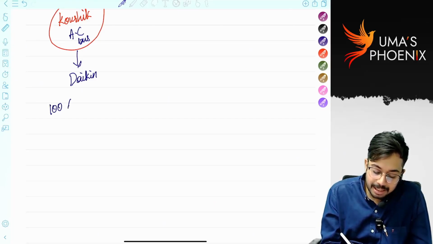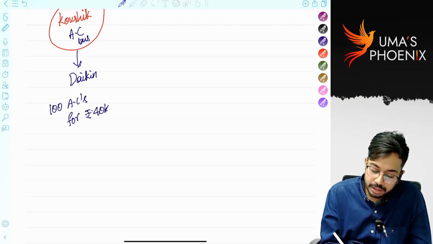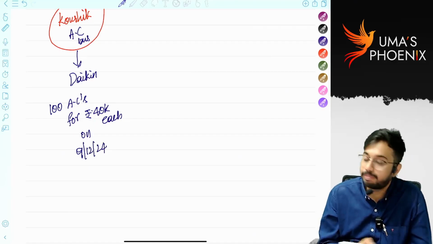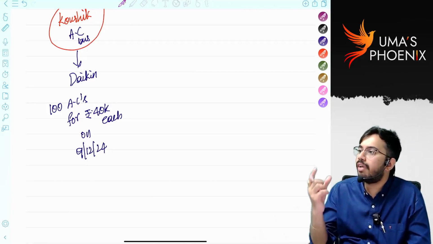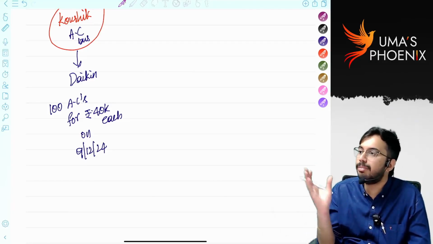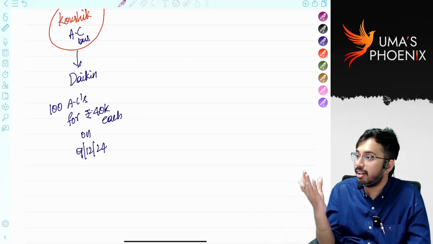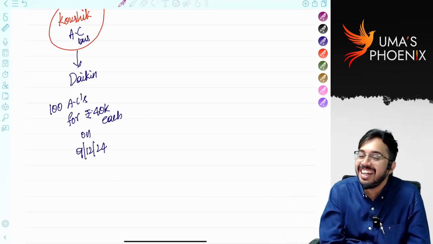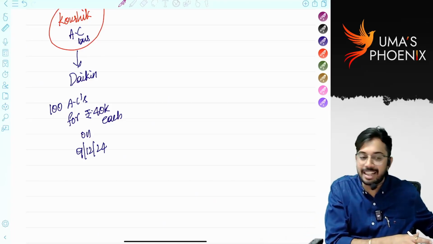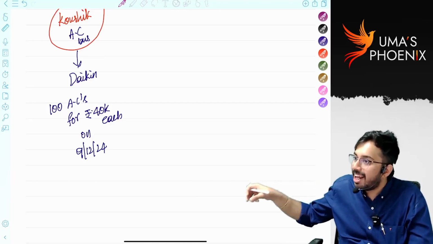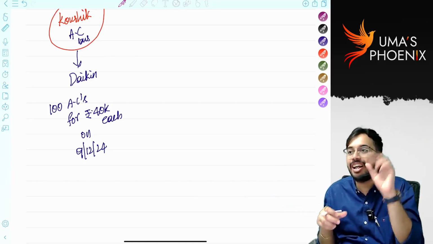So Kaushik purchased 100 ACs for rupees 40,000 each on 9th December 2024. As customers are laughing, Kaushik wanted to install one AC in his showroom. He cannot install a Blue Star AC, right? Then they will laugh louder, okay? Because you are an exclusive dealer of Daikin and you are using a Blue Star AC. So that's why what he did, he has stock of 100 ACs, right? From the stock of 100 ACs, one AC was pulled out, and that AC is installed in his showroom.